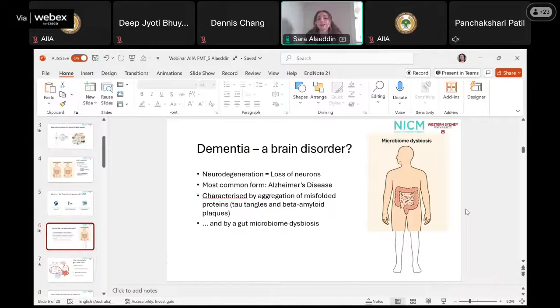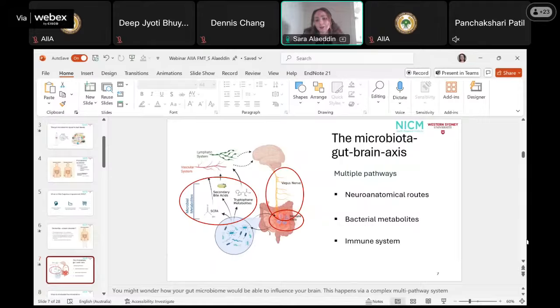However, we also see a gut microbiome dysbiosis in these conditions. And we not only see that in the far progressed stages of dementia, but also in the prodromal stages, such as MCI. Now, you might wonder how the gut microbiome actually interacts with the brain. And this happens via a multi-pathway system called the microbiota gut-brain axis.